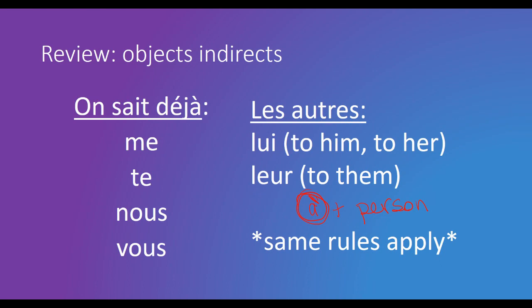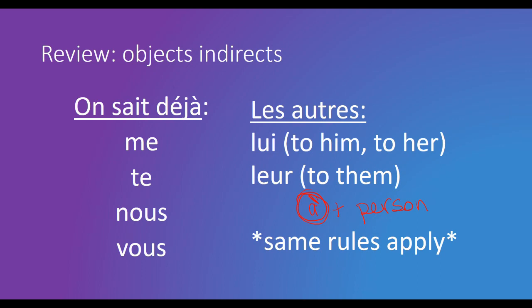Now again, if we're looking at these, it is going to be me, te, nous, and vous, lui and leur. Guys, all six of these are always, always, always going to be people. If it is a thing, then that is going to be something different that we will get to later down the road. But today we are just talking about the objet indirect. And like I said, all six of these are for people only. You are going to see that à plus a person.